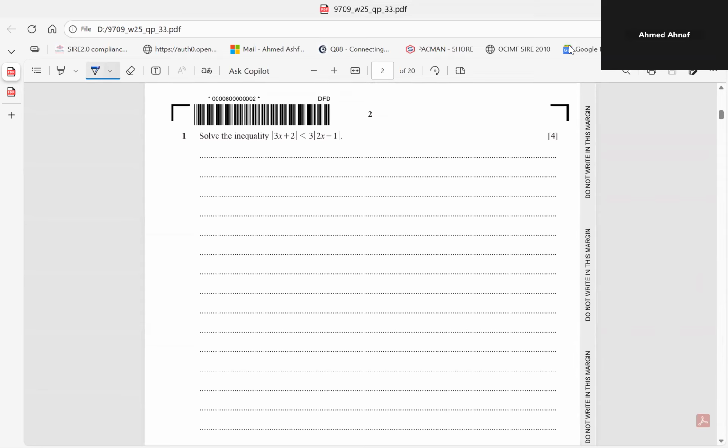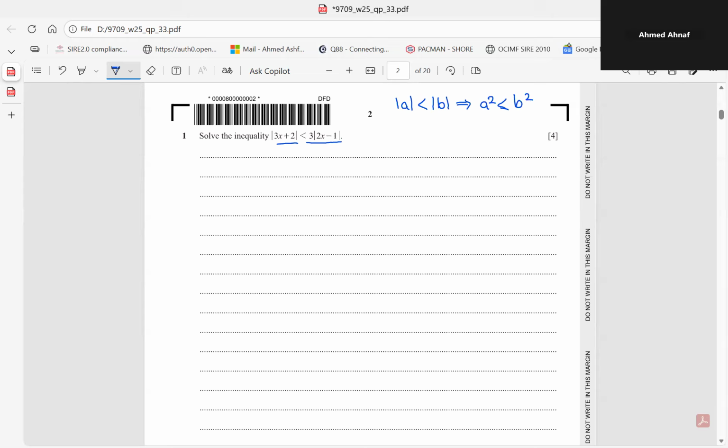Okay, so for the first question, we are told to solve this modulus inequality. Since both sides of the inequality are modulus expressions, we can square both sides. We're making use of the fact that if the modulus of A is less than the modulus of B, it's also the same as A squared being less than B squared. So that's the property we're using. Let's start by squaring both sides.